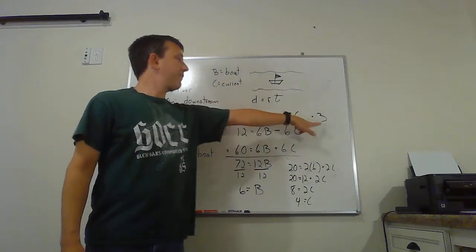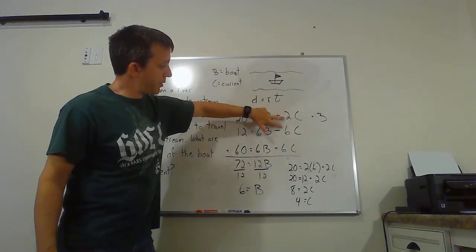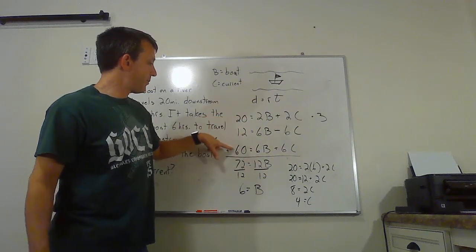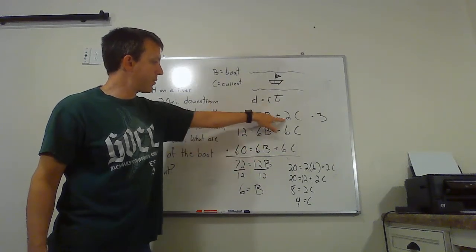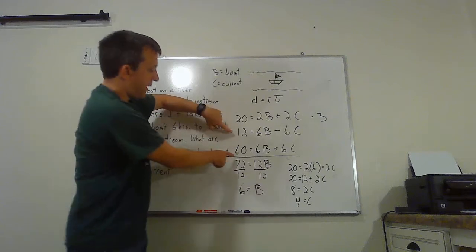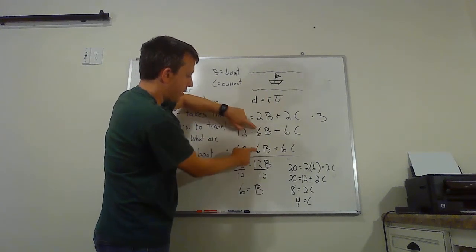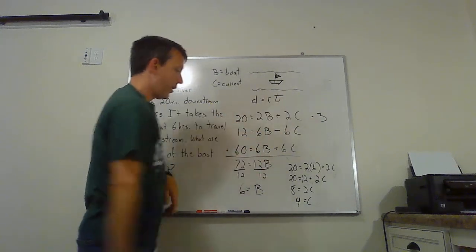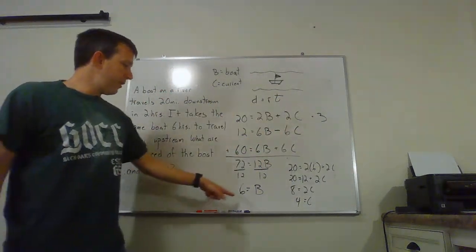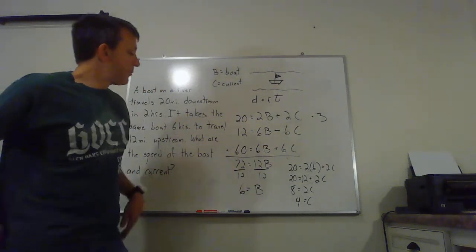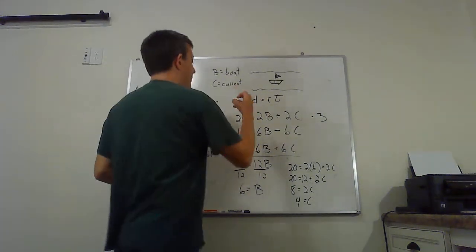So I multiplied the first equation by 3 because it's going to allow me to get rid of my c's. So when I did that, 20 times 3 is 60, 2 times 3 is 6, 2 times 3 is 6. And so now I'm adding these two equations together. So 12 and 60 makes 72, 6 and 6 makes 12, and the c's are gone. Divide both sides by 12, and we get that the speed of the boat is 6 miles per hour. So let's go ahead and write that up top.